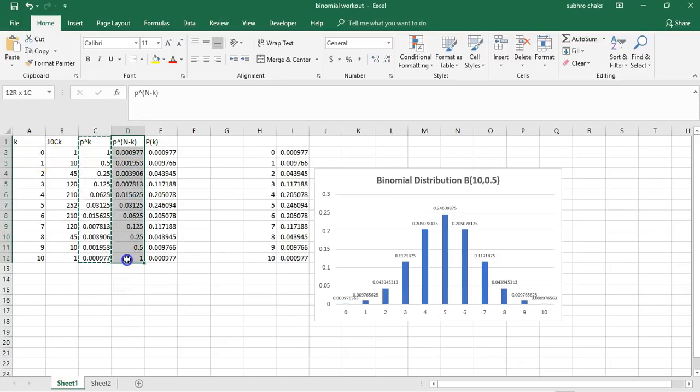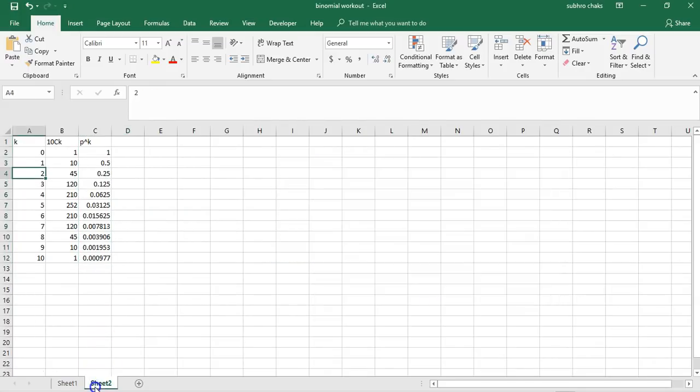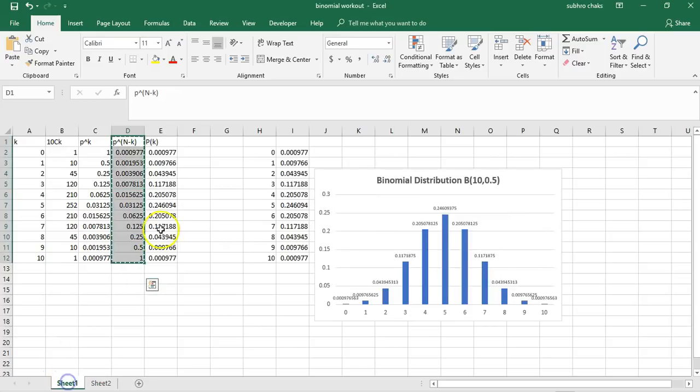And then the probability of failure. Failure in this case is we are getting a tail. Getting a tail is a failure for us. So when the number of heads is 0, the tail part is 0.5 to the power 10 basically. When there is 1 head, this is 0.5 to the power 9, and so on. So this is the other half, and then we calculate the probability.